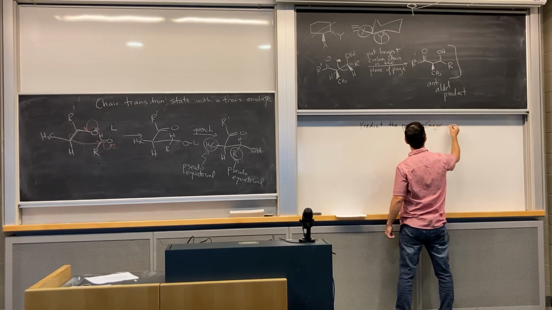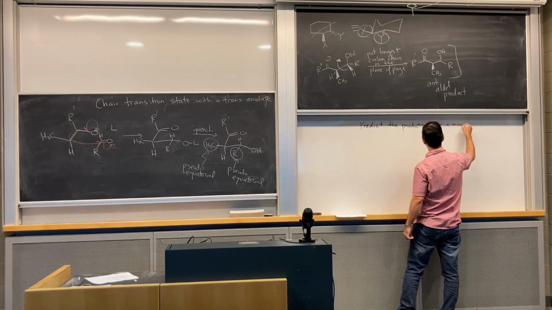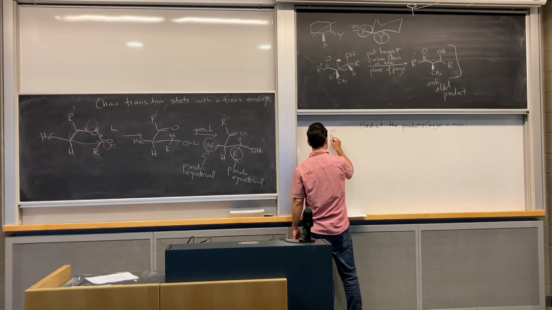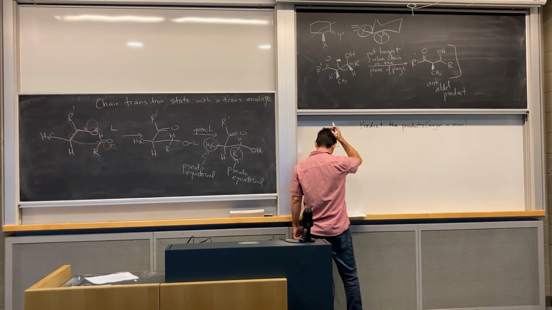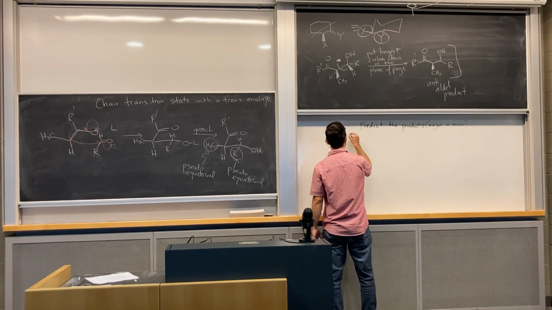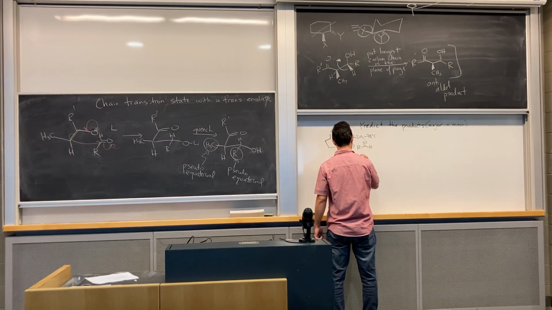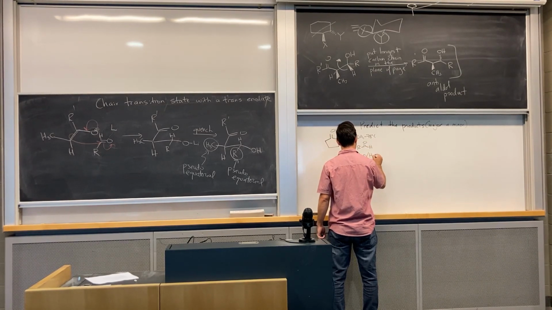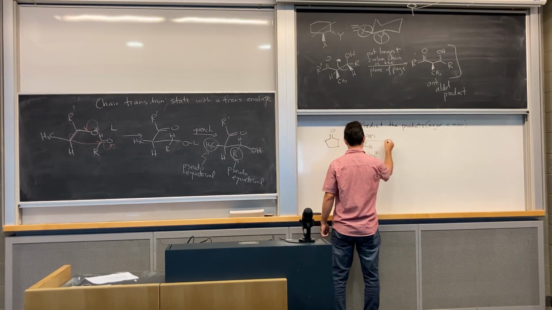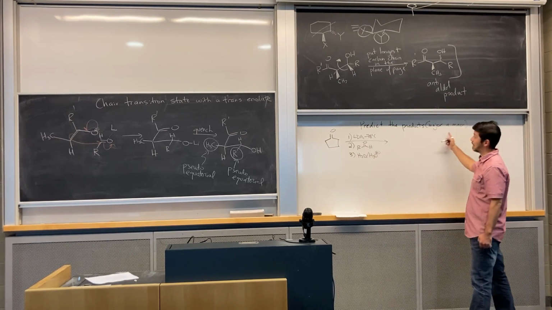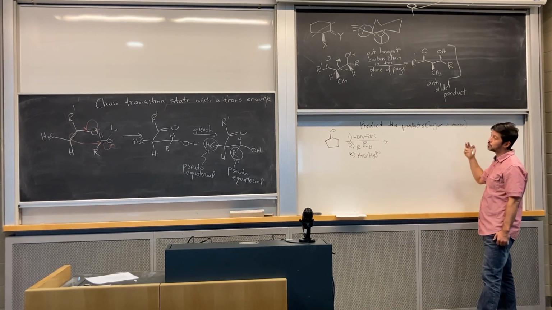All right, predict the product, major plus minor. So the question is, if we treat this cyclopentanone with LDA, second step acetaldehyde, and then third, water workup quench, what is the major product going to look like? Major and minor. Turns out there are 2 products.